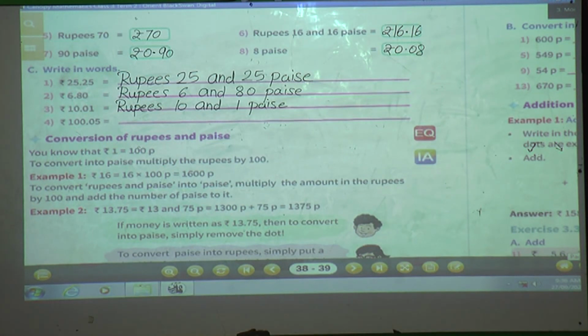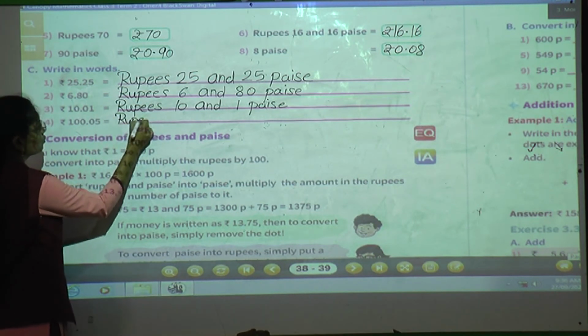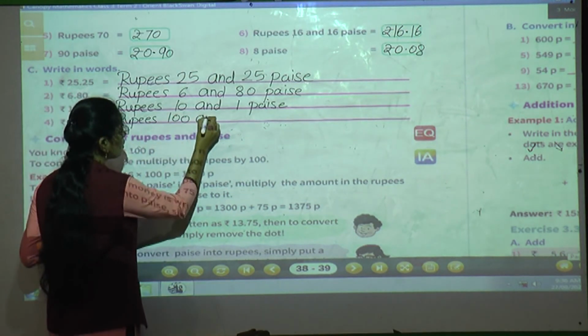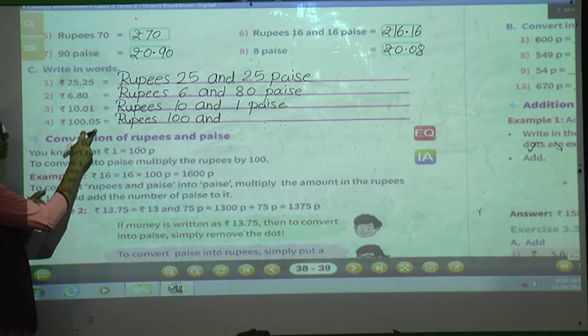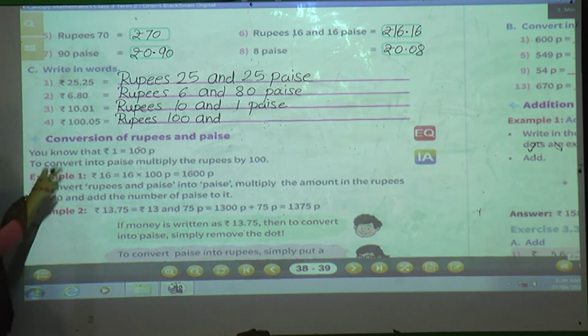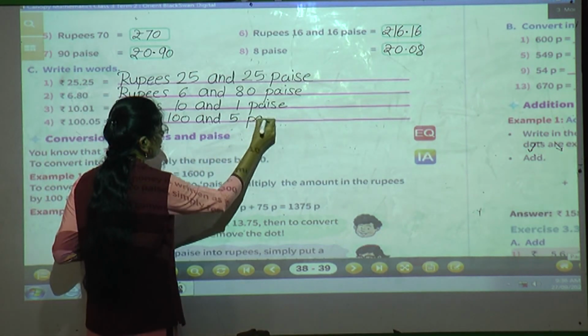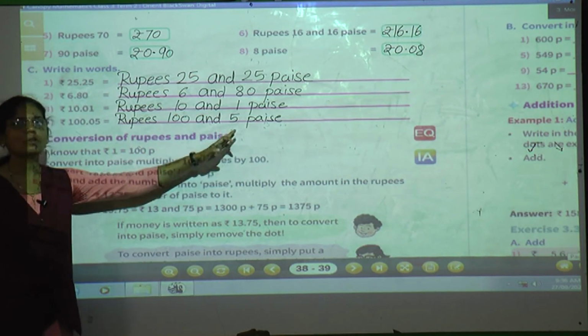Now see the last example. Rupees 100.05. How many rupees are there? 100. So write first rupees 100. Then a point is there, so we'll write 'and', because whatever number is there to the right side of the point tells us the paise. How many paise are there? 5. So we'll write in this way: rupees 100 and 5 paise.